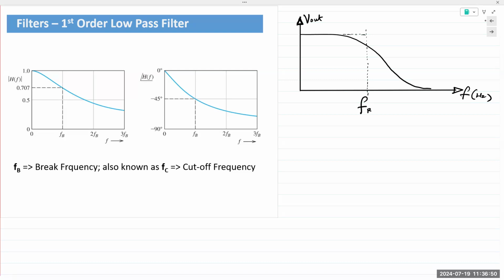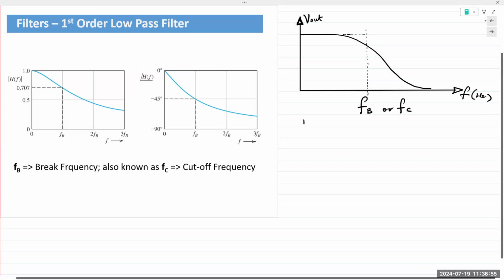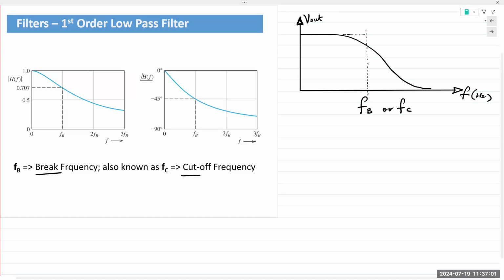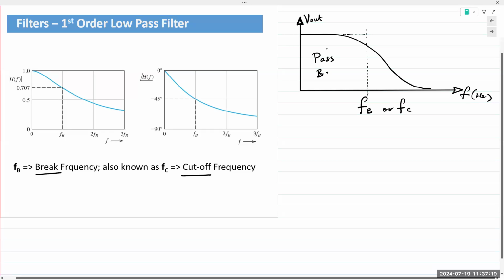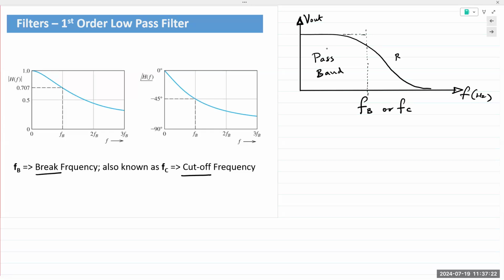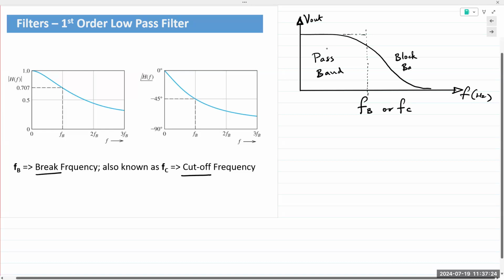This is known as FB or FC. The B stands for break. C stands for cutoff frequency. As engineers, you should be familiar with both terms. FB stands for break frequency. FC is the cutoff frequency. That is the frequency that demarcates the line, the border between the pass band and the block band. Okay, pass band and the block band.